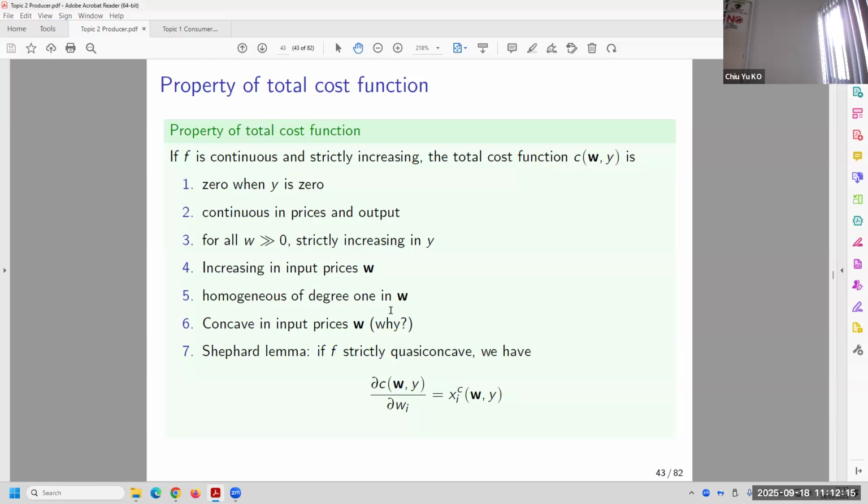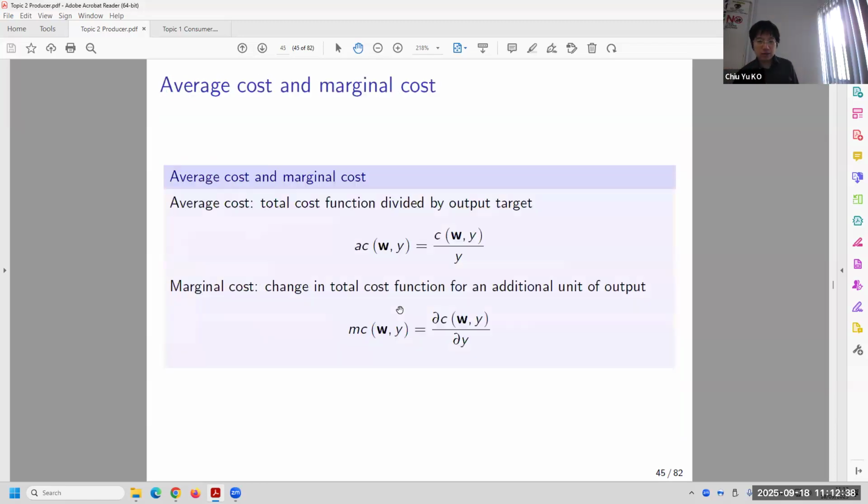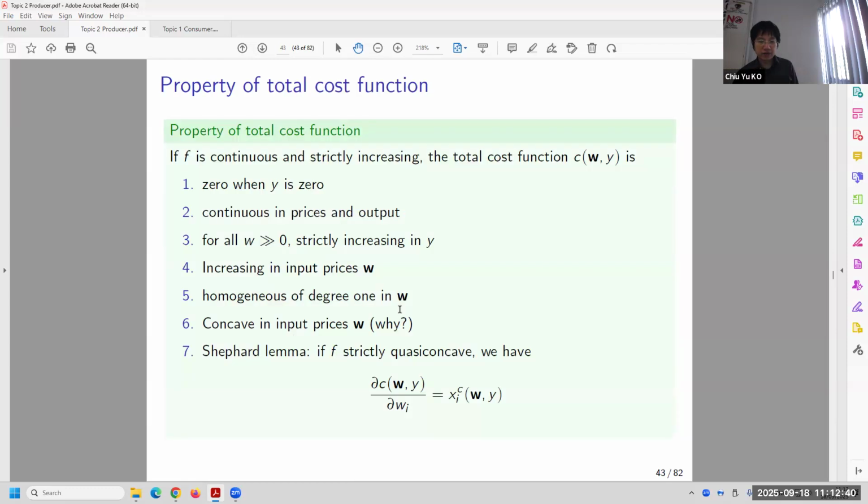That is something important. And 5 is just saying that if you double the prices, your cost also doubles, right? So just make sure that you have this in your cost function. And this is concave in input prices. What does that mean here? It will mean it doesn't have that feature. They improve it, right?